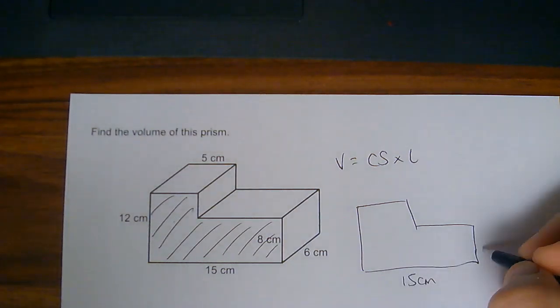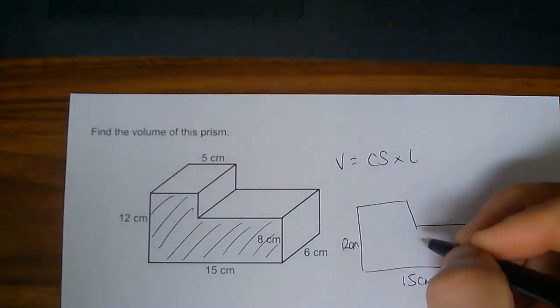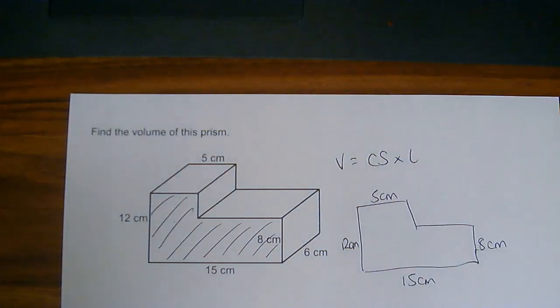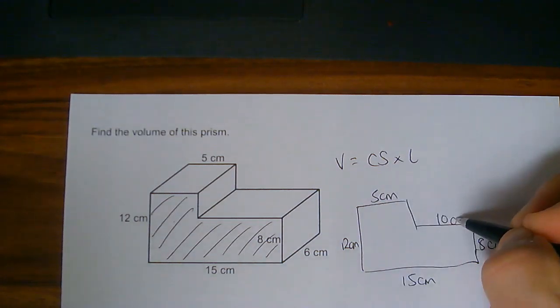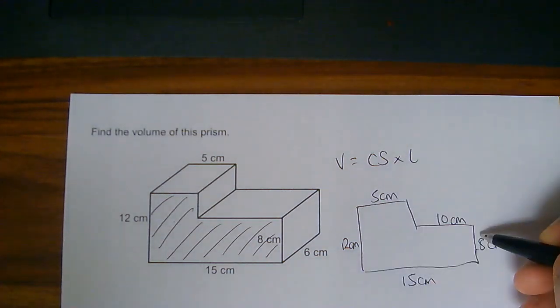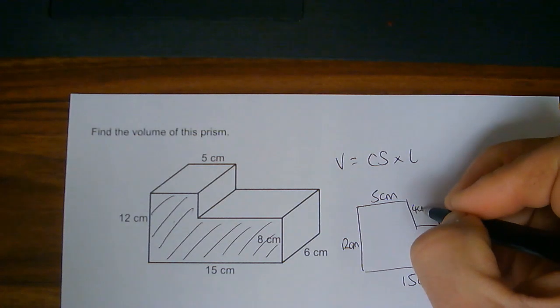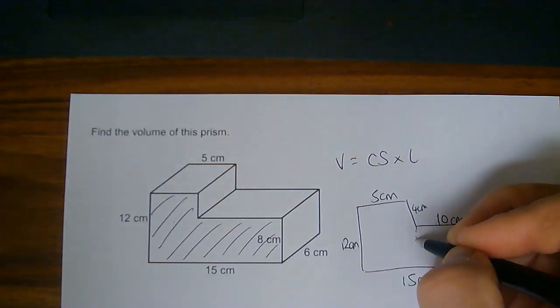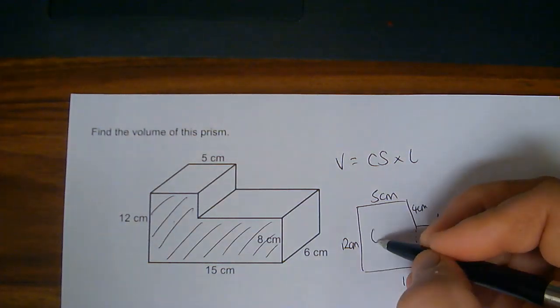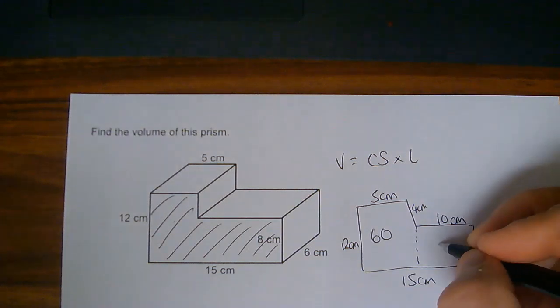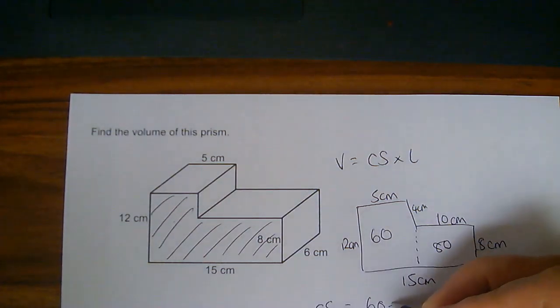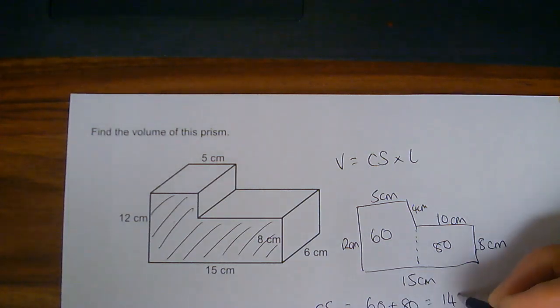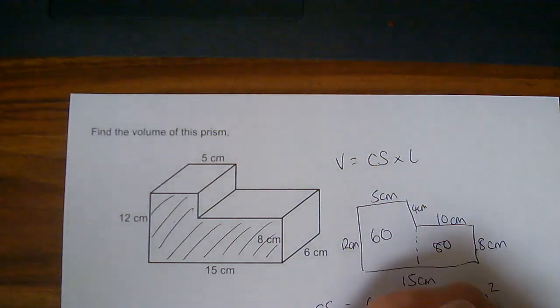I've got 15 centimetres here, 8 centimetres here, 12 centimetres here, and 5 centimetres at the top. Now the whole thing's 15 and that's 5, it means this must be 10. The whole thing's 12 and this bit's 8, means this bit must be 4. So I'm going to split my shape this way. I've got 12 times 5, which is 60. I've got 10 times 8, which is 80. And so my cross section is 60 plus 80, which is 140 centimetres squared.